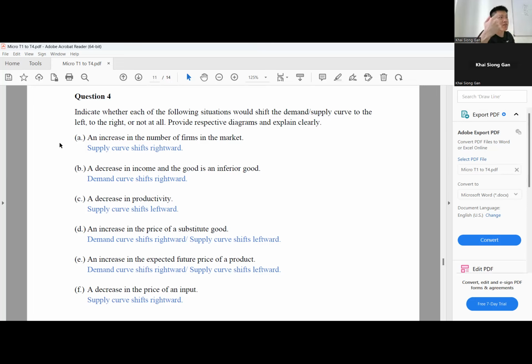Market equilibrium means what? My quantity demanded equals my quantity supplied. Therefore we have the equilibrium price and equilibrium quantity over here. When I say equilibrium price, it means the price at the equilibrium, and when I say equilibrium quantity, that means the quantity at the equilibrium as well.